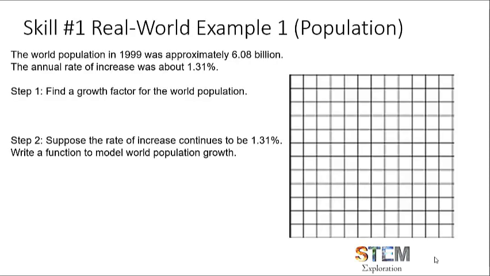What I want to do here today is go over a real world example and how we can set up a given set of information and plug it into an exponential model, because it is a relatively simple process that this type of system can be applied to. We're going to look at a couple examples of how we can do that. One of the things I want to look at is a population example. For example, the world population in 1999 was approximately 6.08 billion people, and the annual rate of increase was about 1.31%.